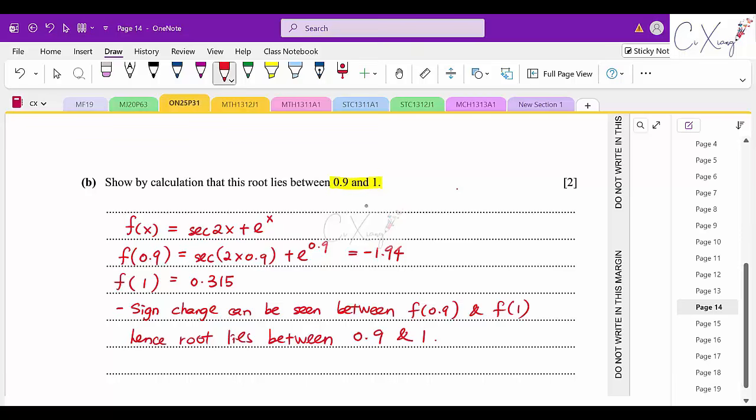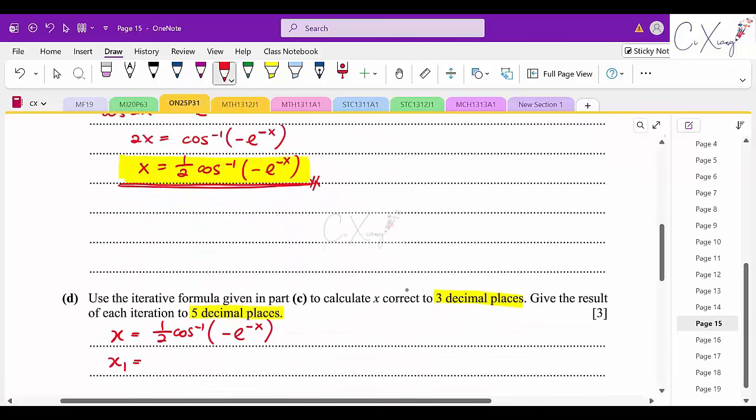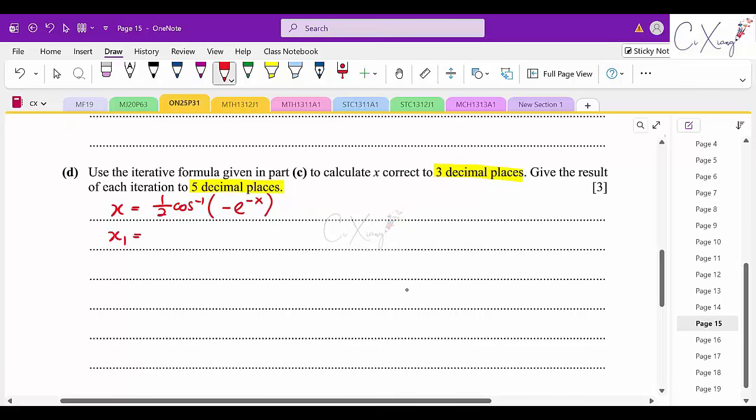Can be anything. But of course, some students ask, how about if I use a value outside the range, outside 0.9 and 1, can I still get an answer? The answer is yes, you can still get the answer. But I will strongly suggest you don't go too far away from what you have there. Okay, all right. And then let us start.